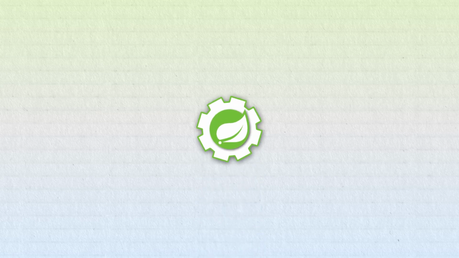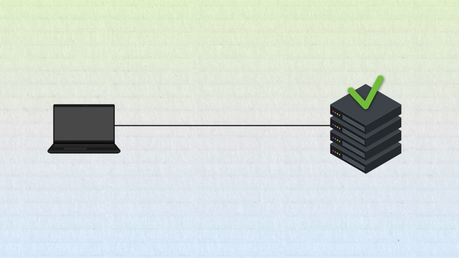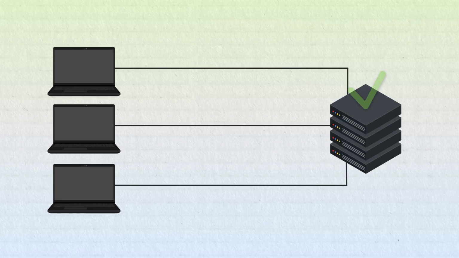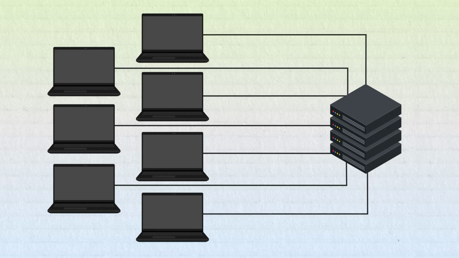Imagine you built a Spring Boot API. At first, everything works perfectly. One user sends a request, it's fine. 10 users, still fine. 1,000 users, your server starts sweating.